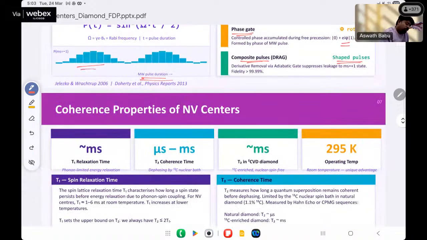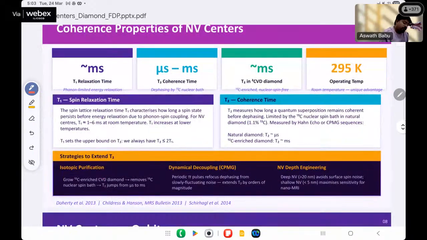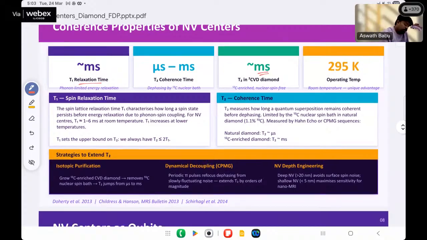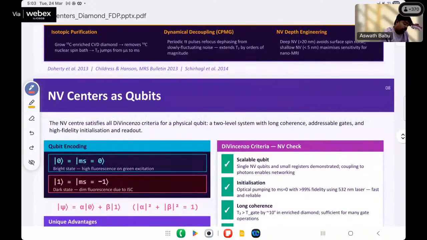Okay, so for the coherent properties, the excitation lifetime is about milliseconds. The coherence lifetime is from microseconds to milliseconds. So different materials I can choose. From there I can realize a much larger superposition lifetime, that is, a coherence lifetime. Okay, so that is how NV centers can come in.